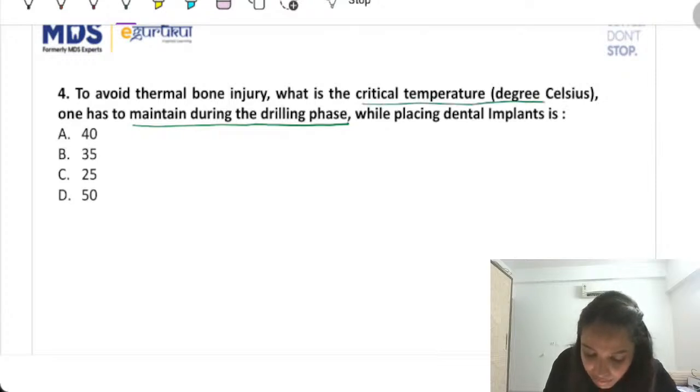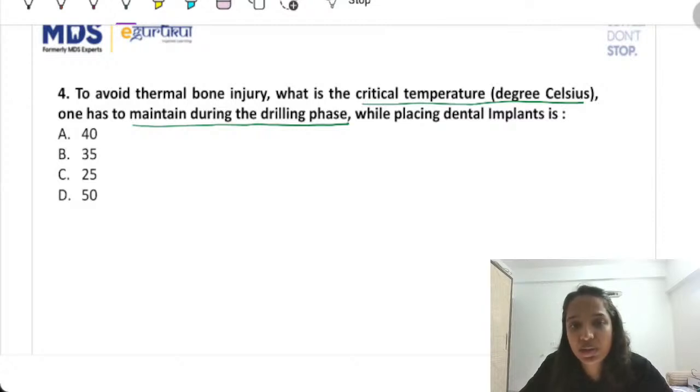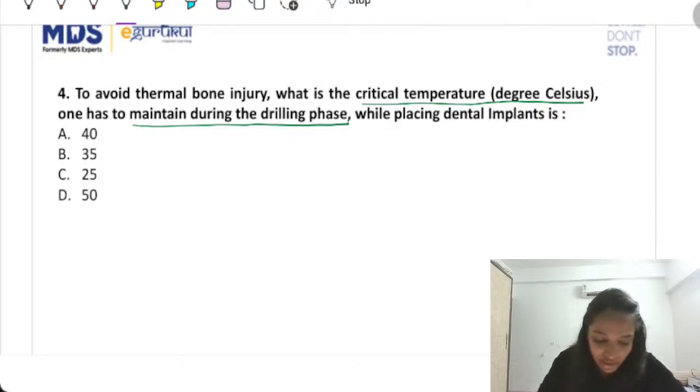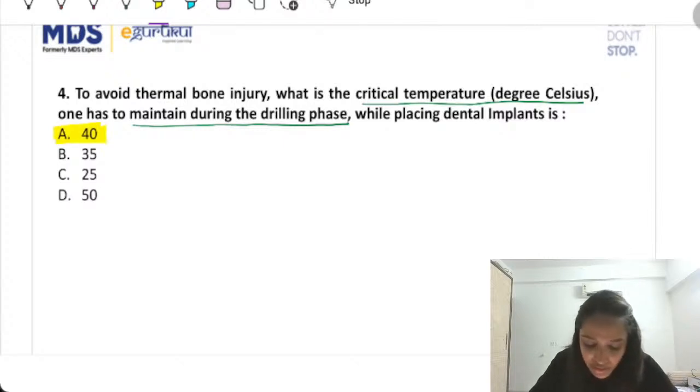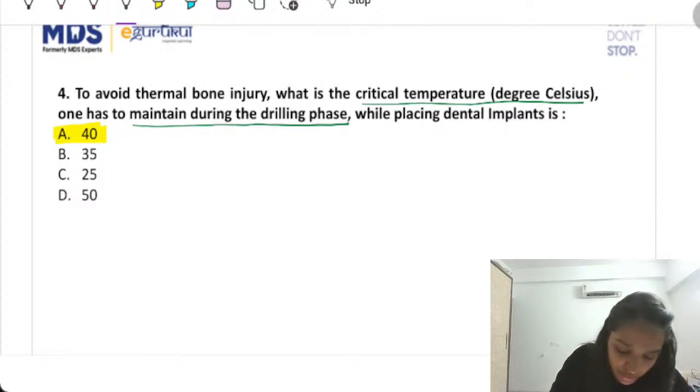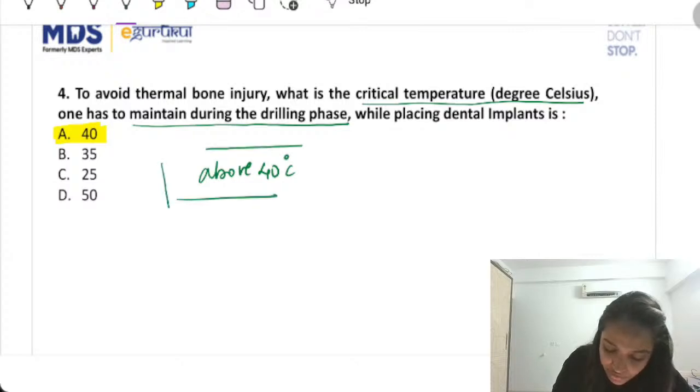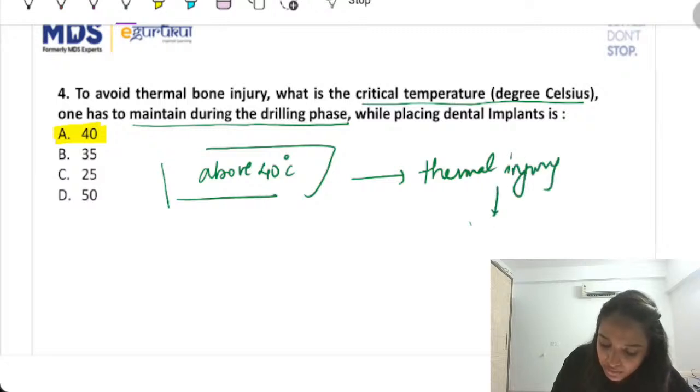I must tell you, this is something I was discussing with a fellow clinician just 2 hours back, where I was shared one X-ray of a posterior mandibular implant, and the implant had radiolucency around it at roughly 2 weeks. We were suspecting either the torque was too high or there might be a thermal injury. So the correct answer to this question is 40 degrees. To avoid thermal bone injury, you do not go above 40 degrees. If you go above 40 degrees, you will have thermal injury, which will be bone necrosis.